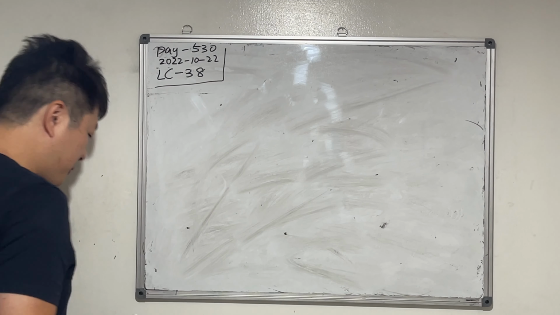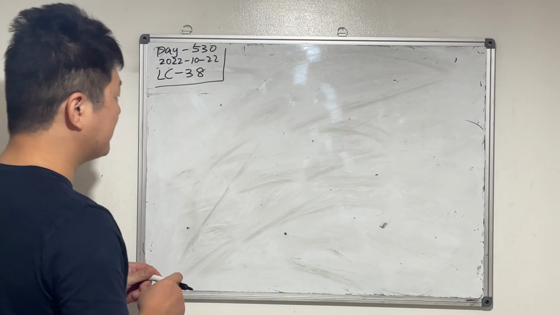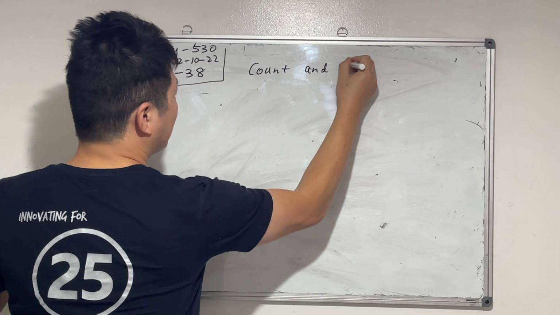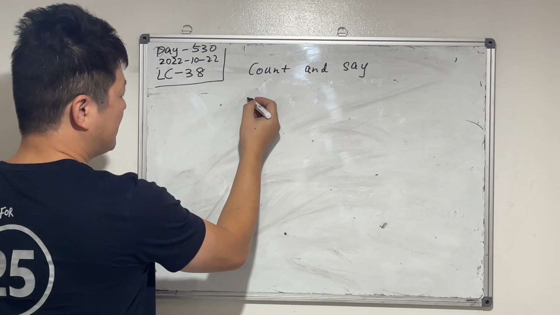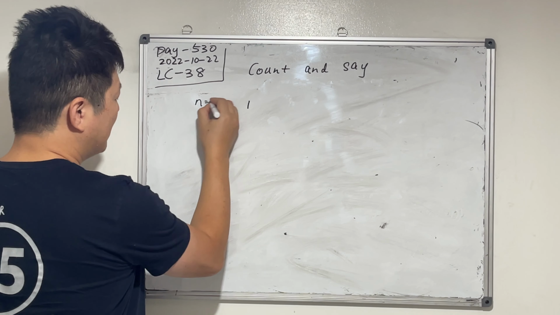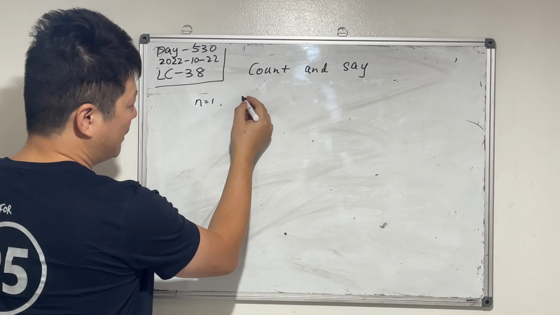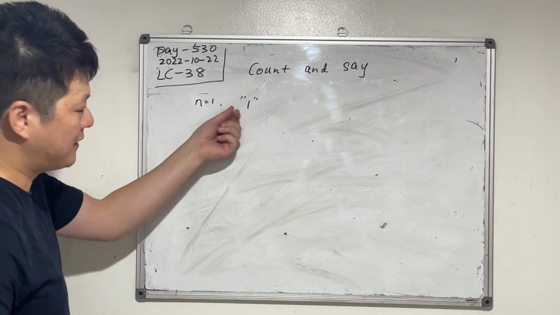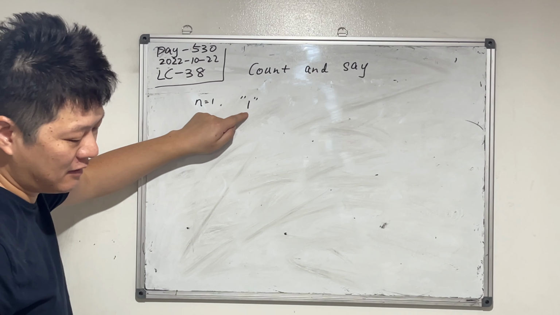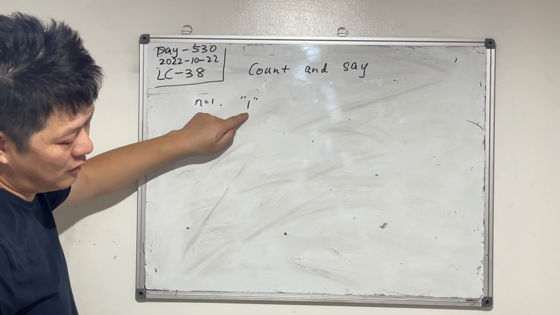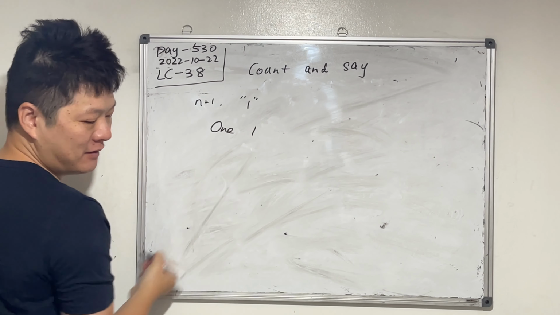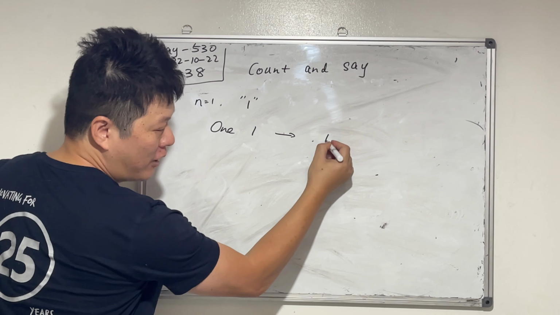Today we're going to look at this count and say problem. Let's start with the first number, 1. When n equals 1, given this integer n, we need to say it's 1. That's the base case. How do you count and say how many ones are there in this 1? 1. So it's one 1. So 1, 1 turns into 1, 1.